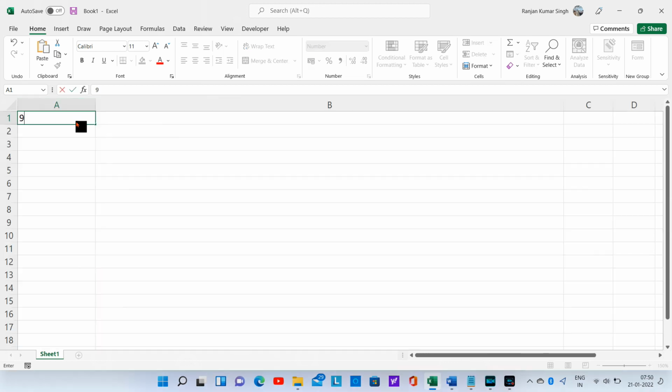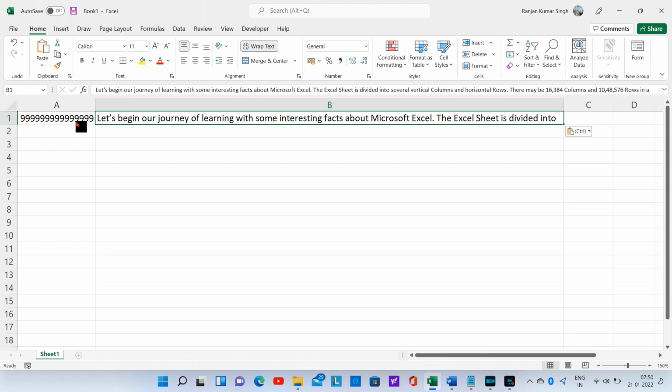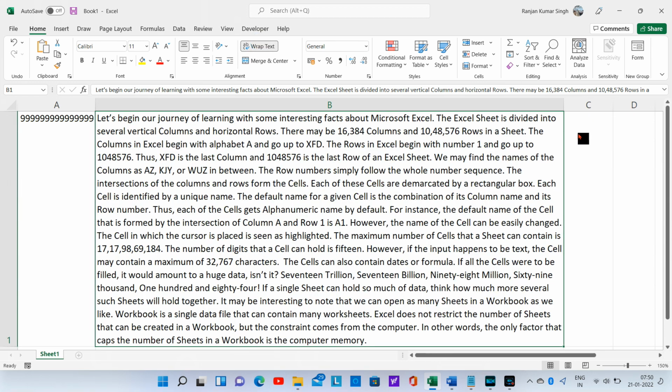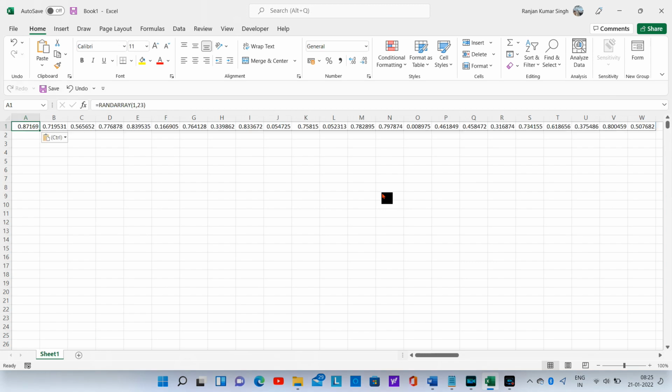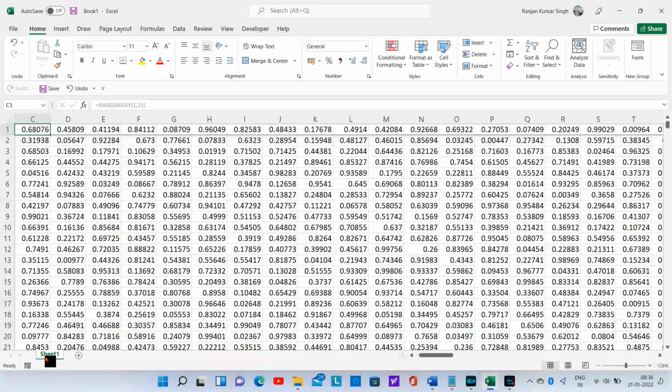The maximum number of cells that a sheet can contain is a whopping 17,179,869,184. The number of digits that a cell can hold is 15. However, if the input happens to be text, the cell may contain a maximum of 32,767 characters. The cells can also contain dates or formula. If all the cells were to be filled, it would amount to a huge data. If a single worksheet can hold so much of data, think how much more several such sheets will hold together.